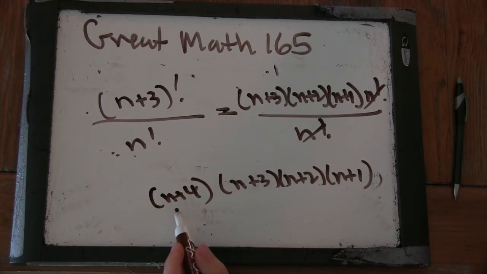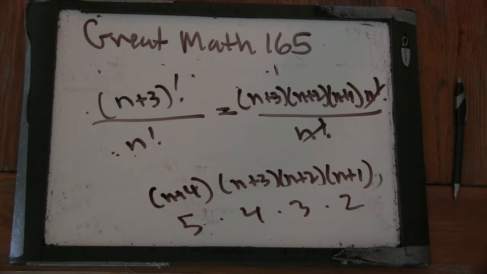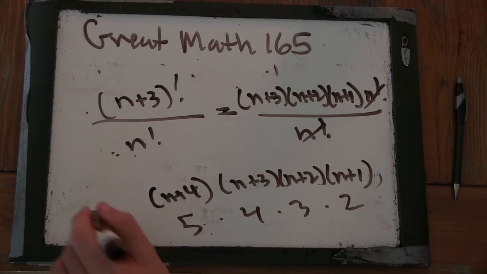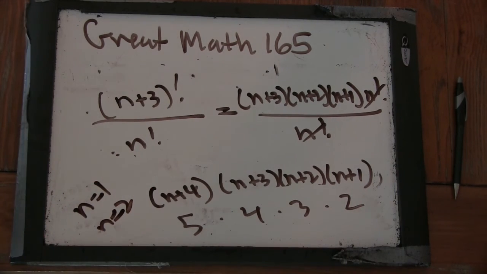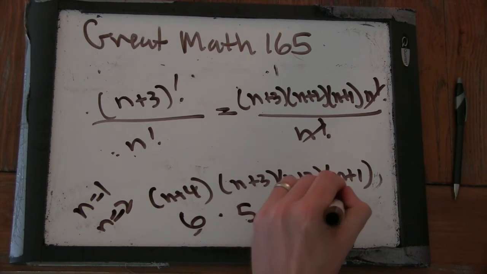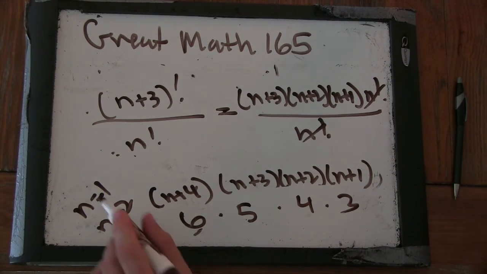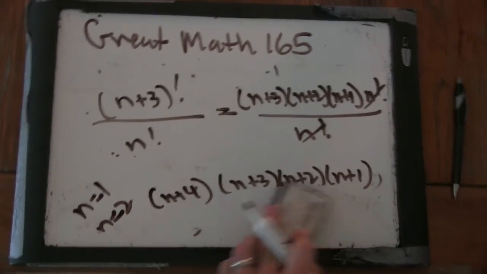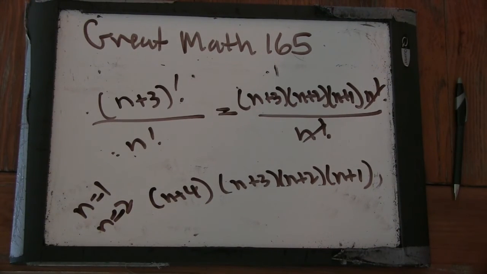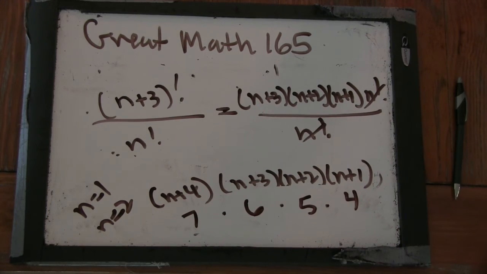So let's try when n equals 1. I get 5 times 4 times 3 times 2. Is it a multiple of 4? Yep. Is it a multiple of 8? Yes. Okay. That's when n equals 1. N equals 2, what do I get? 6 times 5 times 4 times 3. Is that a multiple of 4? Yes. Multiple of 8? Yes. N equals 3. See, so that would be 7 times 6 times 5 times 4. I always seem to be getting a multiple of 4 and a multiple of 8 here.